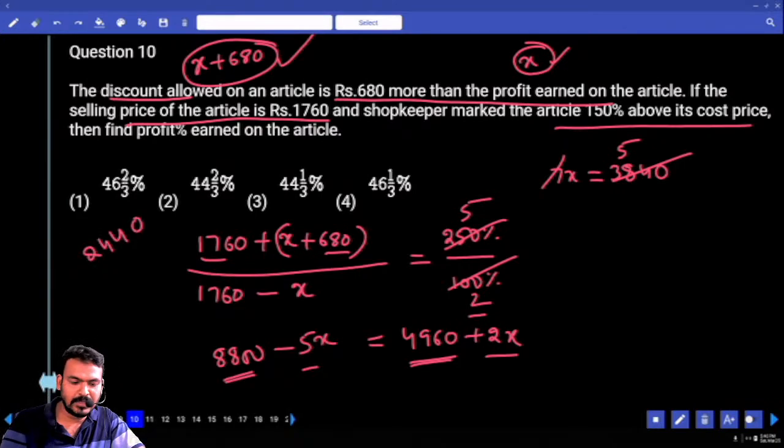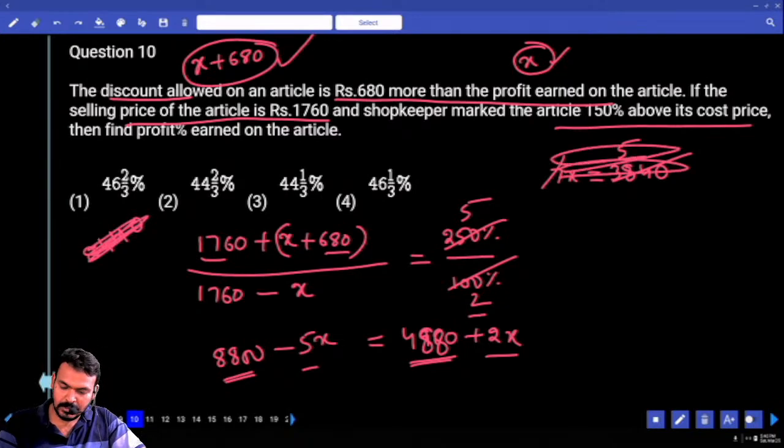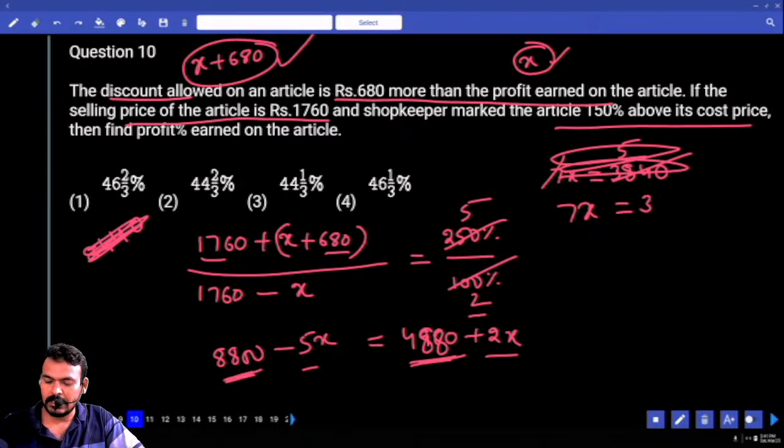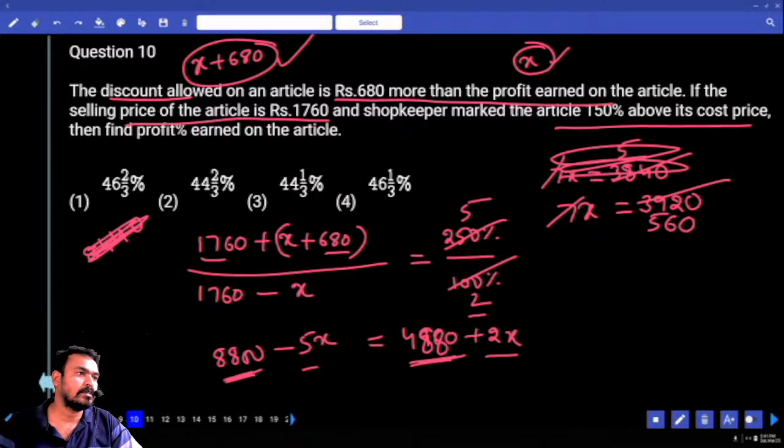2440. Double means how much? 4880. What is the difference between 8800 and 4880? Compared to 5000, 120 less. Compared to 5000, 3800 more. Total it is 3920. Okay, 7 how many times? 5 times. Again 6 times 0. X value 560. Already we know selling price.